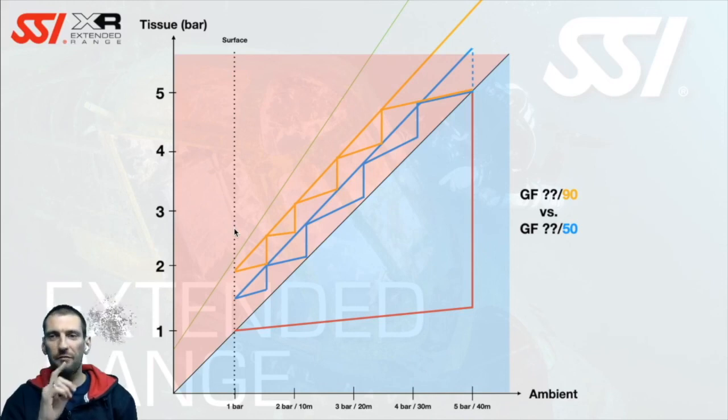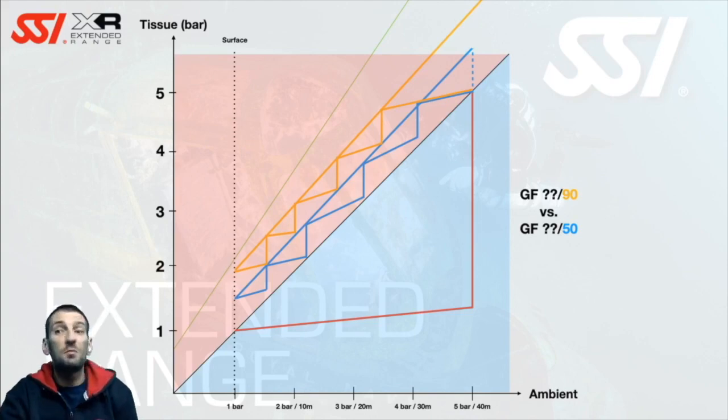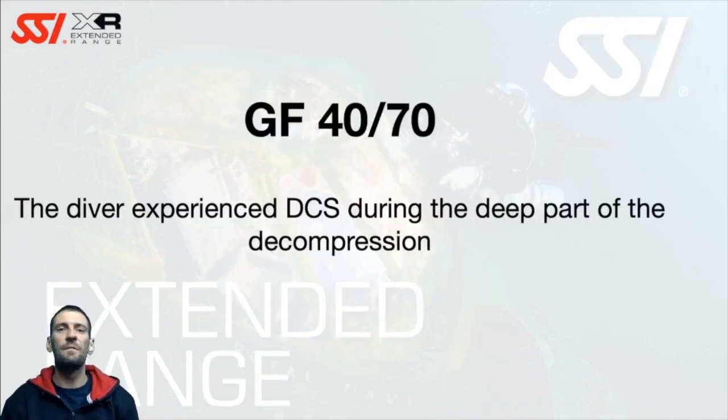So now I have a few questions for you just to check if you understand what I was just trying to explain correctly, okay? So just write me your answer in the comments, guys. The diver was using gradient factors 40-70, and the diver experienced decompression sickness during the deep part of the dive. Which gradient factor would be better for this person? 40-70, decompression sickness symptoms in the deep part of the dive. So how should this guy change his gradient factor? Write me in the comments, what do you think?